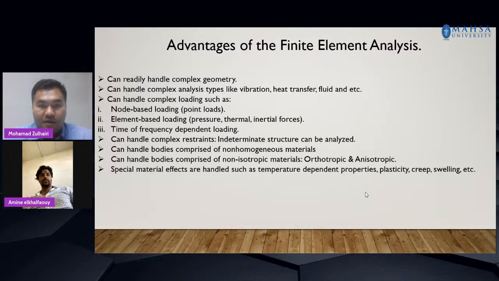So this is the advantage of any finite element analysis software. It can handle complex geometry, vibration, heat transfer, fluid, and also the movement of fluid, maybe like blood, or anything else with liquid. And there's also other advantages.